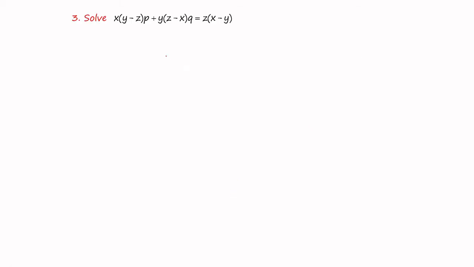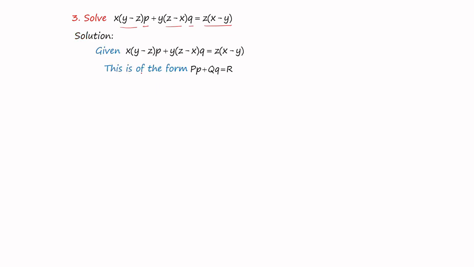Solve x into y minus z into p plus y into z minus x into q is equal to z into x minus y. Here p is multiplied with some function of x, y, z, and q is also a function of x, y, z, and the r term is separately there. R is your x, y, z term alone, which is independent from p and q. Okay, so we write the solution. This is of the form Pp plus Qq is equal to R.